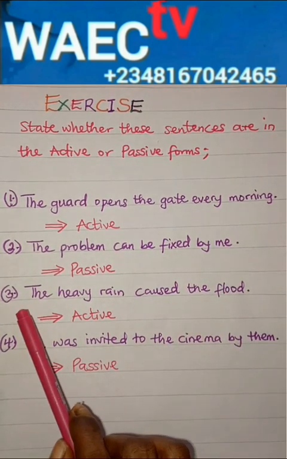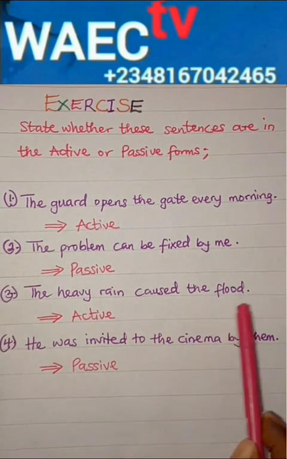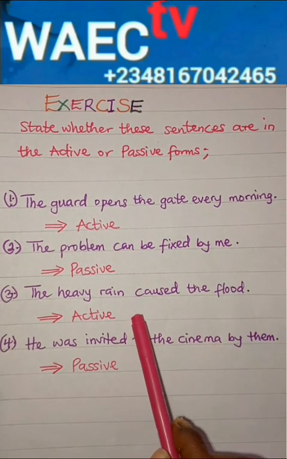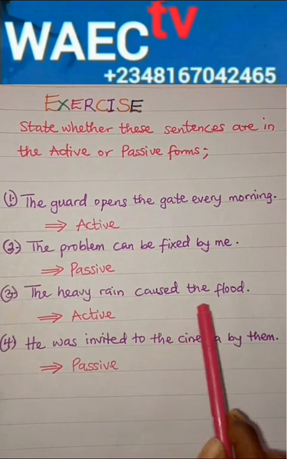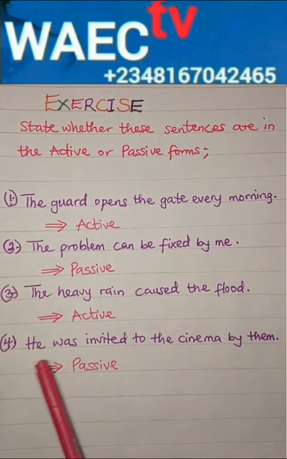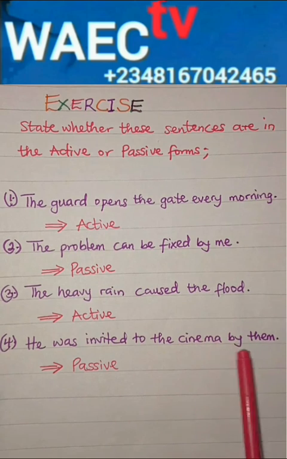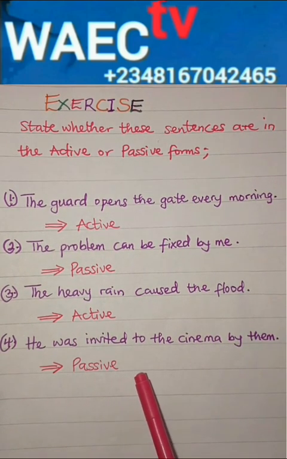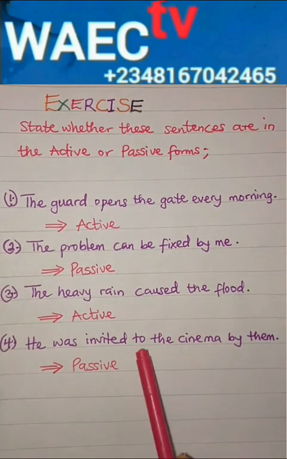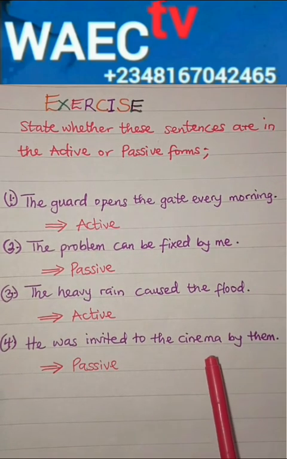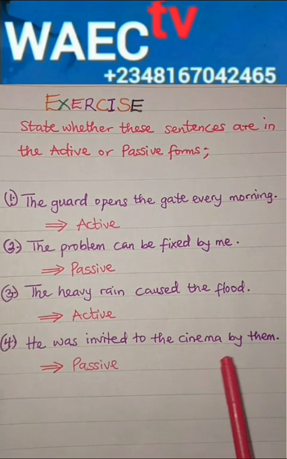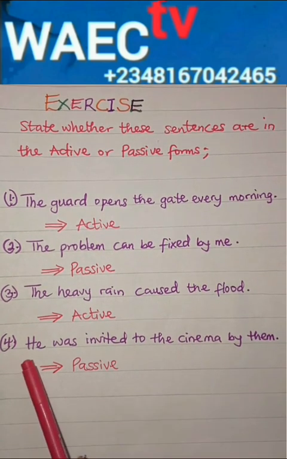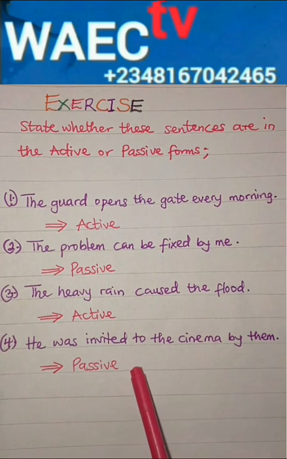Number 3, the heavy rain caused the flood. This is also active. Number 4, he was invited to the cinema by them. This is in the passive voice. The active voice will be, they invited him to the cinema. But now, he has come to the position of the subject. So this is in the passive voice.